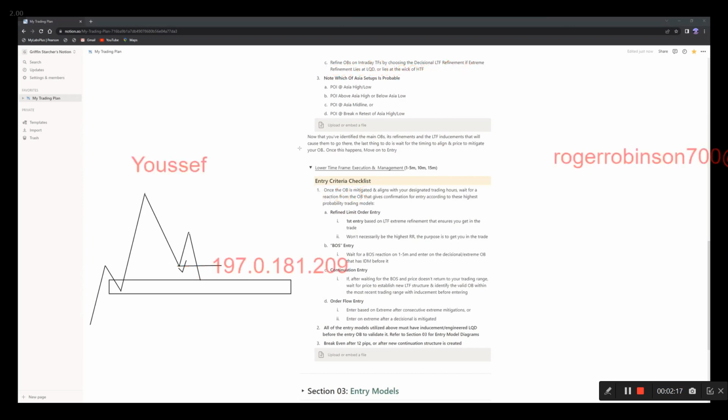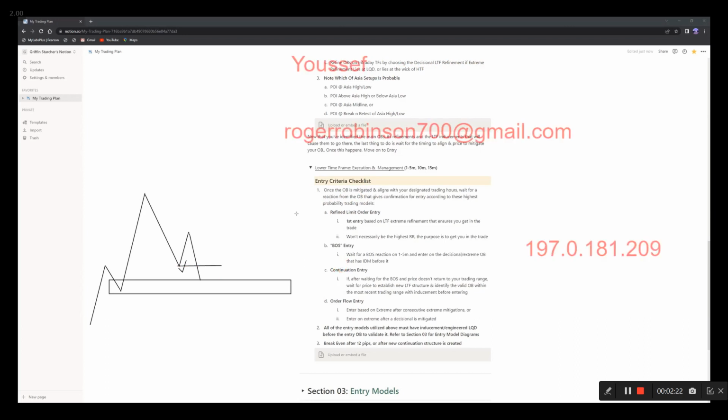Let's talk about it. So the first entry that I always and will always take, right, is a refined limit order. Now, the purpose of this entry, and all these models with the high probability, the purpose of this entry is it's the first entry, always the first entry.